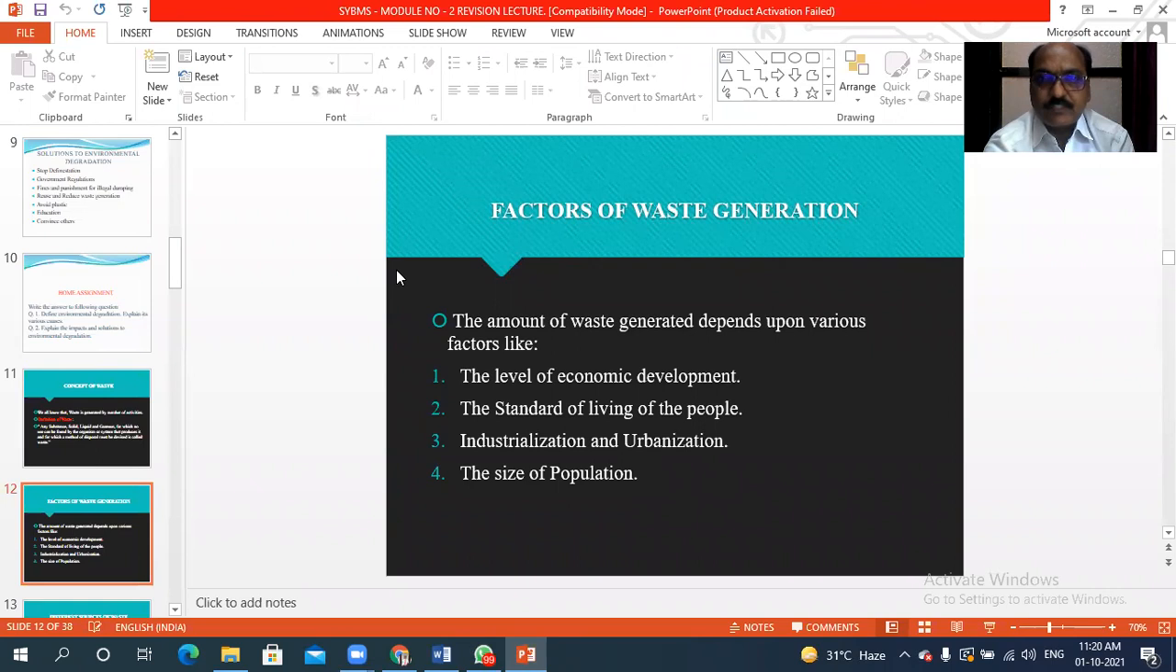Then next, dear students, industrialization and urbanization, you know, and you are aware of this. I had explained in detail how they are responsible for generation of waste. Okay, and size of the population. If population is more, automatically the rate of generation of waste will be more. So that's why these are the major factors.